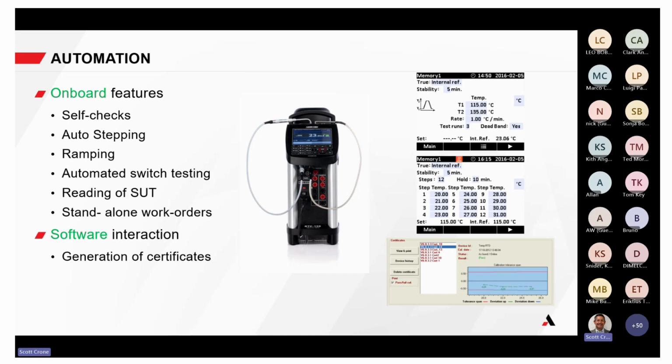We've added in the capability of reading sensors under test. If you look at this particular calibrator, you can see that you can plug in thermocouples, RTDs, transmitters, everything right in the front. Because you can do that, you can do standalone work orders. You can run software that allows you to capture results and save those results. Once you do that, you can generate certificates, you can save history, you can actually watch history.